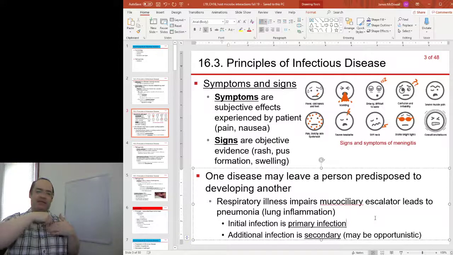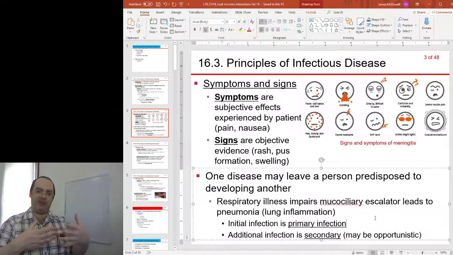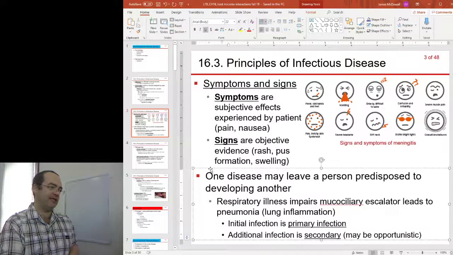So you get one disease, that is the primary infection. It opened the door for another disease. That is then called the secondary infection. In terms of that budget, the first infection is taking up a lot of resources, and then a microbe that was otherwise not causing harm is now an opportunistic microbe, and it starts to proliferate and cause disease.